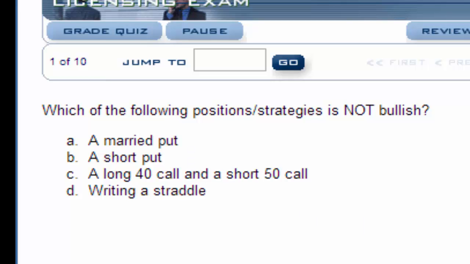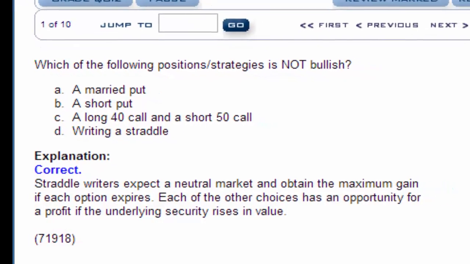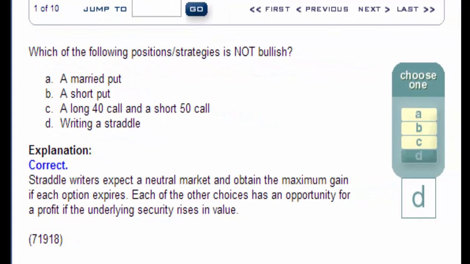But let's click and see what happens. And here you go. We're correct. You can see the explanation. Straddle writers expect a neutral market and obtain the maximum gain if each option expires. Each of the other choices has an opportunity for a profit if the underlying security rises in value.